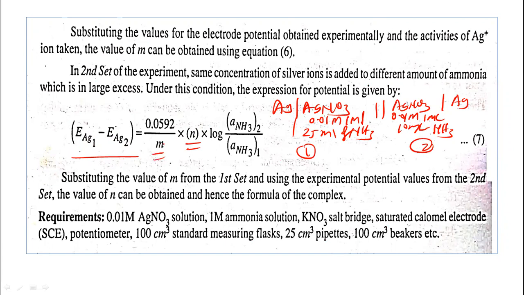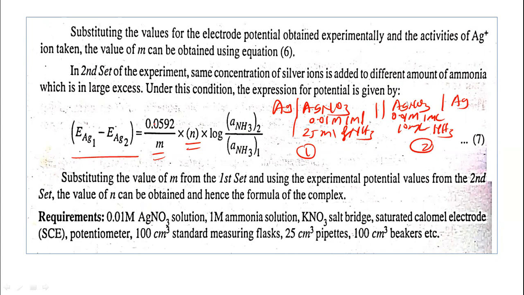From set 1 we know the m value, and from set 2 we can calculate the n value, multiplied by log of the activity of ammonia in the second divided by the activity of ammonia in the first. Here the activity of silver nitrate is the same, so that will be removed. Only the activity of ammonia is in the equation. So substituting the value of m from the first set, the value of n can be calculated from the second set. Hence the formula of the silver complex can be determined. So in the two sets we can determine the formula of the complex.